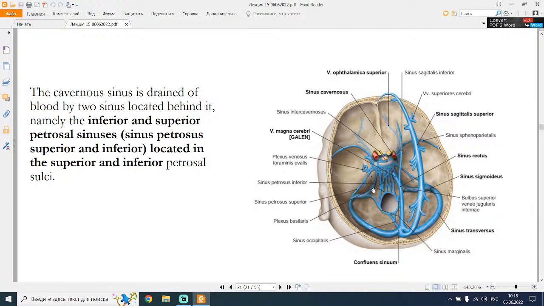This is sinus petrosus superior and sinus petrosus inferior, located in the sulcus petrosus superior and sulcus petrosus inferior. This is the pyramid.